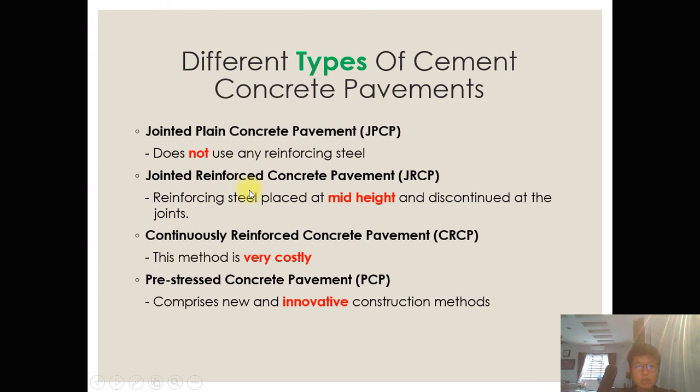The second one is jointed reinforced concrete pavement. This has got steel bars in it at mid-height, just a single layer, and at the joints it is discontinued. This is alright. And the third one is continuously reinforced. This is very costly. Throughout the stretch of the pavement, you have the steel bars in it. So that's why it's costly.